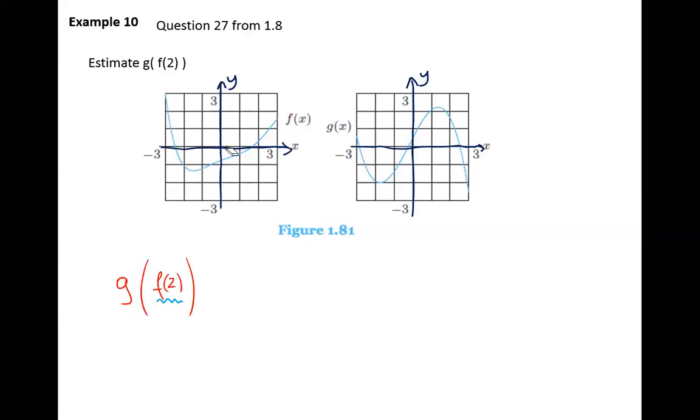Let's look. This is function f. 2, I believe, is here. That means the corresponding value is here. Let's say half. That means this is g at half. Now I have to look at this graph, take the half input, x equals half, and get the output. I believe this is the output. 1, 2, 3, 1.5.